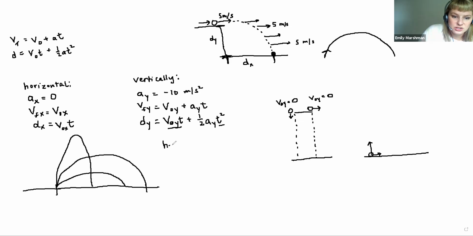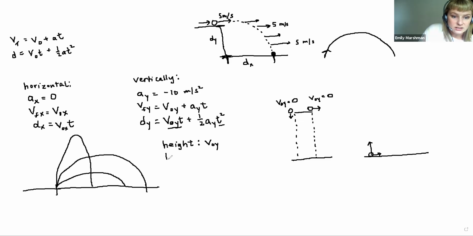The height of the projectile depends upon the initial velocity in the y direction. The more initial velocity in the y that I give it, the higher it's going to go. If I throw the ball straight up, it's going to go higher than if I would have kicked it at the same velocity, but completely horizontally. So that's one thing to take away.